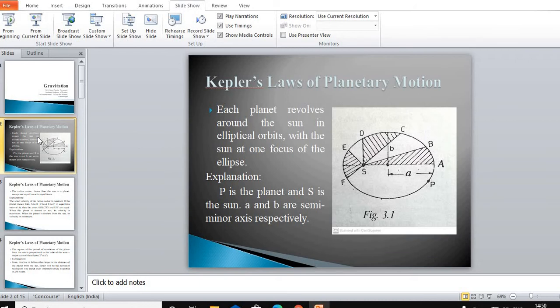Kepler's laws of planetary motion. Each planet revolves around the sun in elliptical orbits with the sun at one focus of the ellipse. In the diagram, P represents the planet, S represents the sun, A and B are the semi-minor axes.